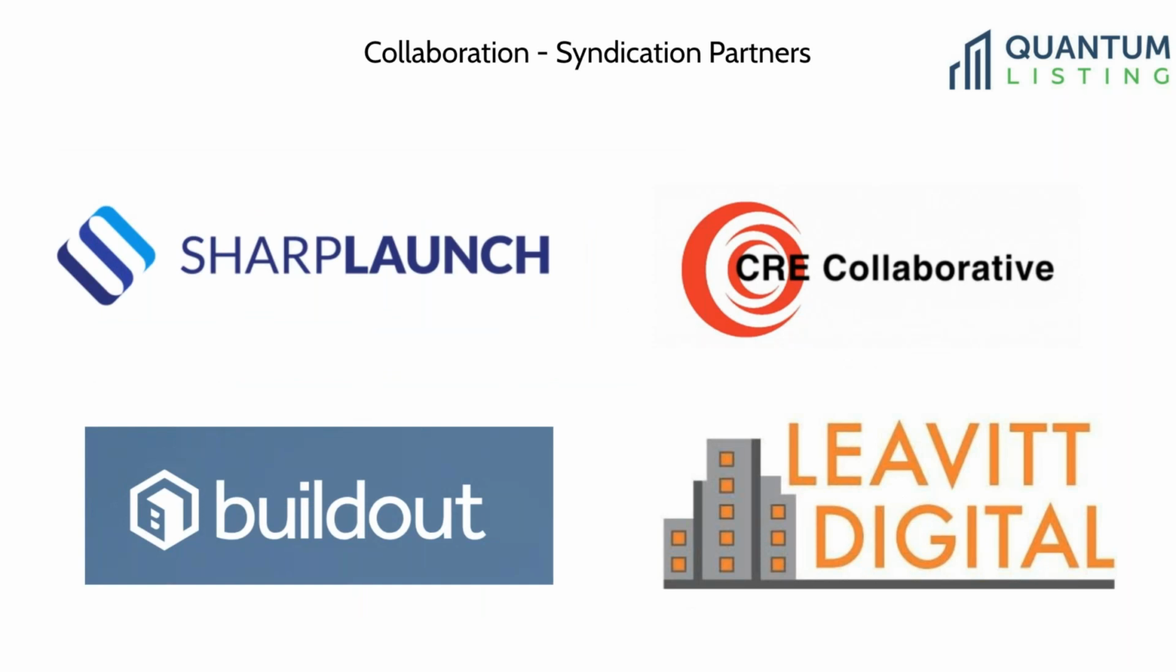Another thing we talked about briefly before was our collaboration and our syndication with our syndication partners. One of the things that we are darn sure of in 2020 is you will all be using more and more real estate technology. One of the issues with all these different technologies that has developed is that sometimes those technologies don't talk well with each other. Like these ones that you see here, Sharp, Launch, Build Out, Levitt Digital, CRE Collaborative, we have APIs, these automated program interfaces that make sure that our technology works really well together and your data in one is consistent with your data in the next one.